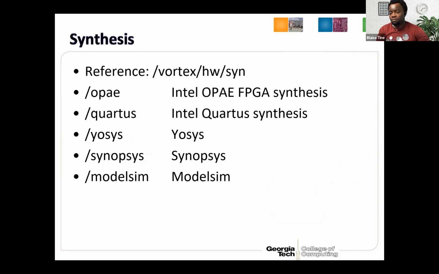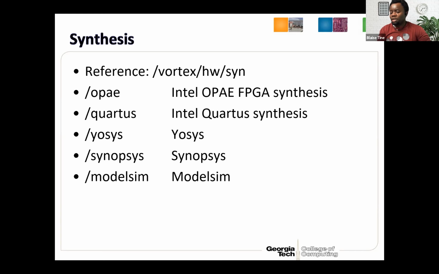In the synthesis folder, this is where we have all of the different synthesis backends. OPAE is the one that we use for the FPGA synthesis. We also have a Quartus folder, which is more for synthesizing RTL. In most RTL projects where you are interested in doing area or performance optimization, you will be using the build script located in the Quartus folder.